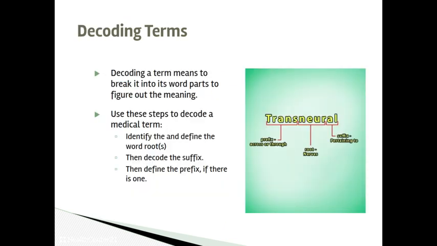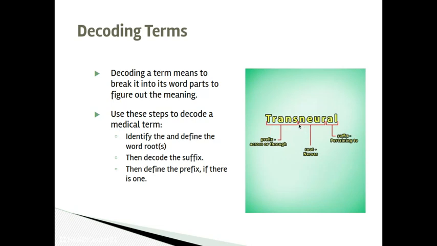So decoding a medical term, the best way that I like to do this and that I teach it is just like this picture is showing you here: breaking down each small part of the word to figure out what it means and then bringing it together. I like to physically write it out, and I love this picture because it shows you exactly how I would do it and how I would have you do it if we were in person. So the first thing is figure out the root word.